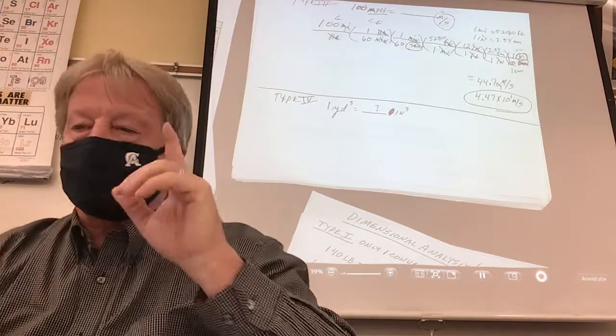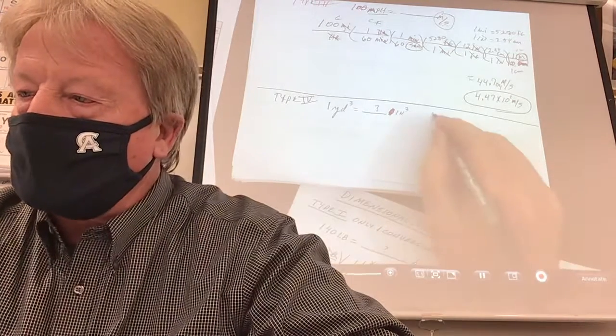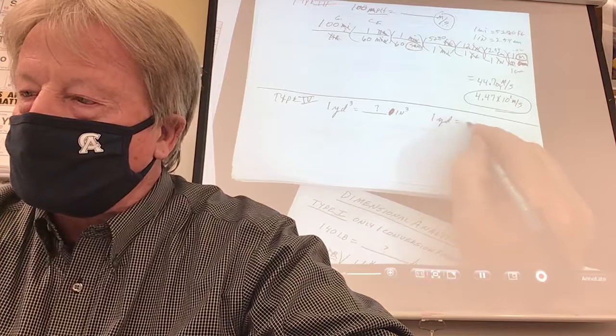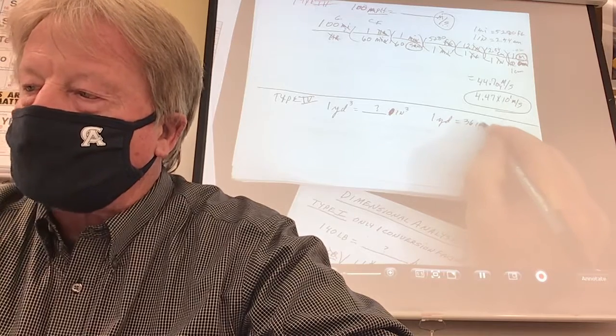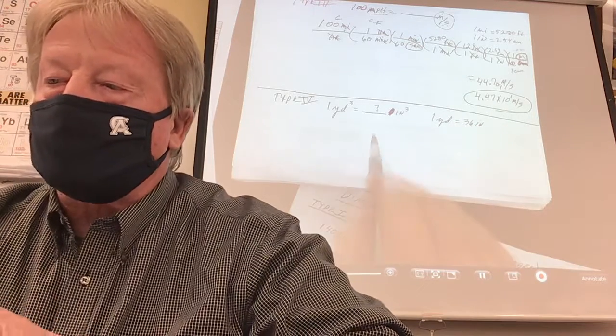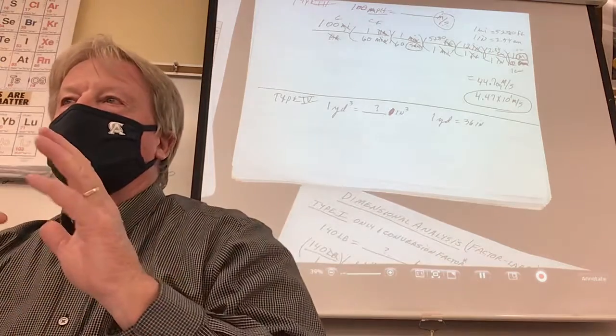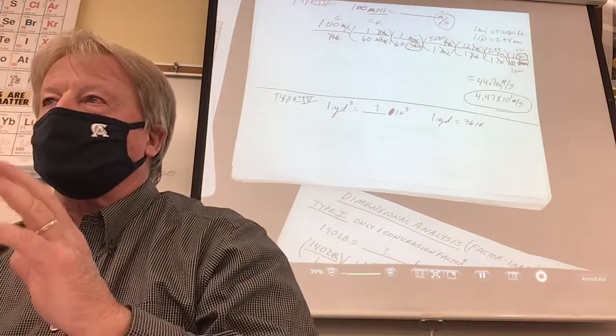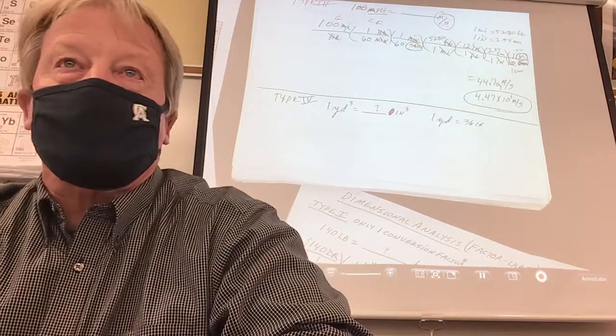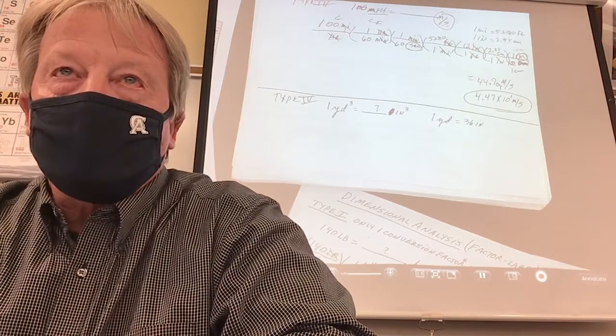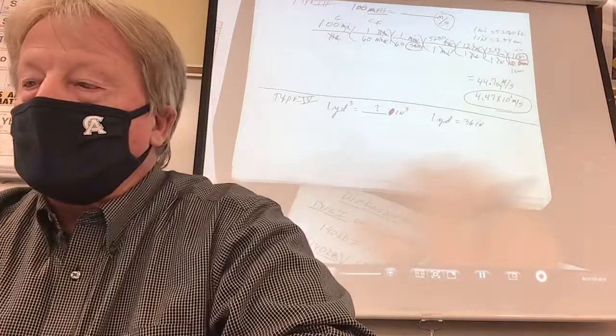Right now, I promise you, 1 yard is equal to 36 inches. I also promise you that 1 cubic yard is not even close to 36 cubic inches. Not even close. So, here's the hint.